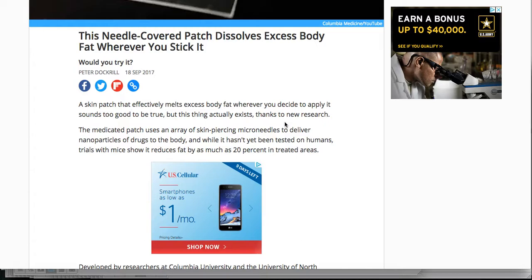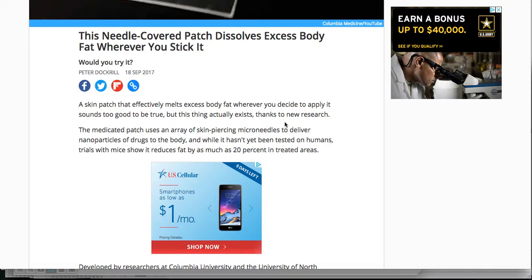We have to think about this ethically, and we can't exaggerate the benefits or what we're claiming, but it does mean that we can be creative about how we engage our reader in this conversation. So here we go. A skin patch that effectively melts excess body fat wherever you decide to apply it sounds too good to be true, but this thing actually exists thanks to new research.